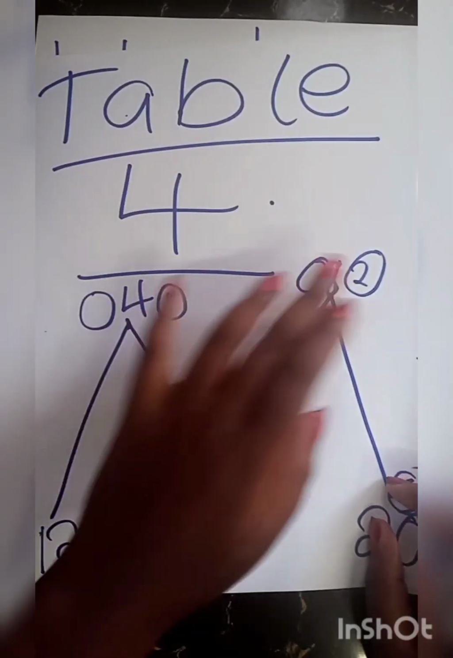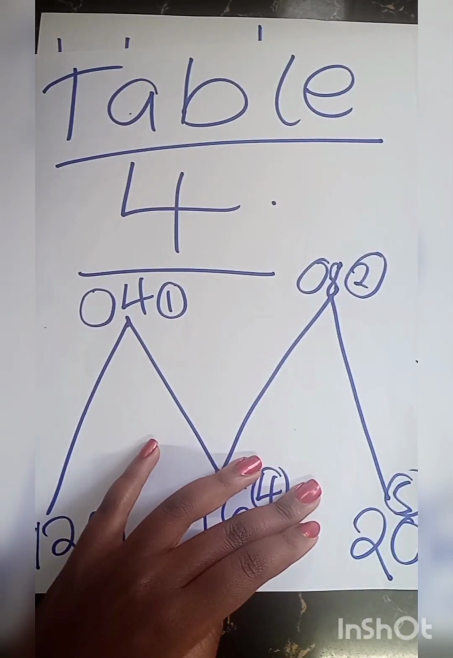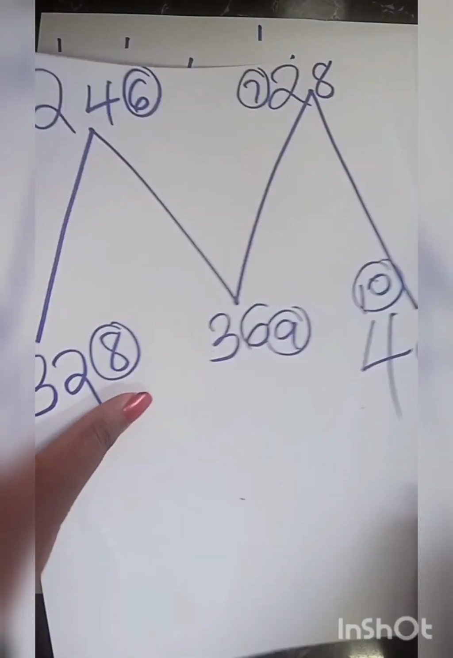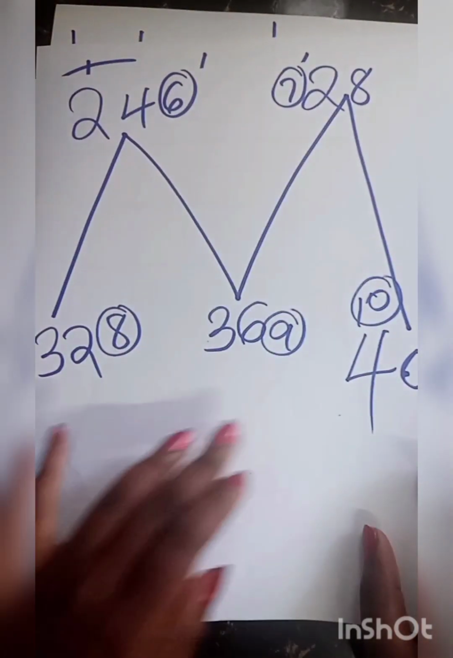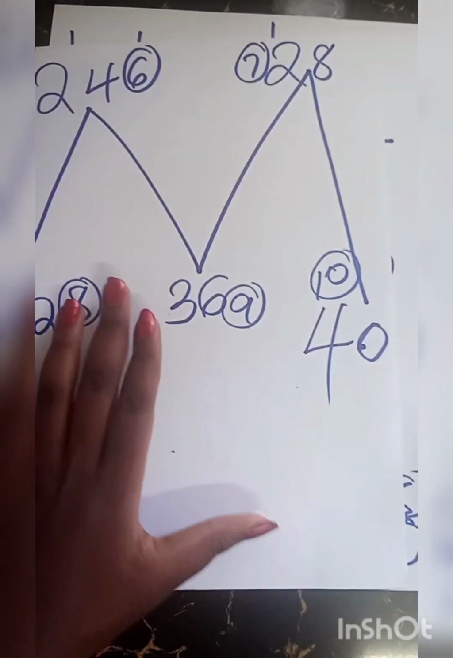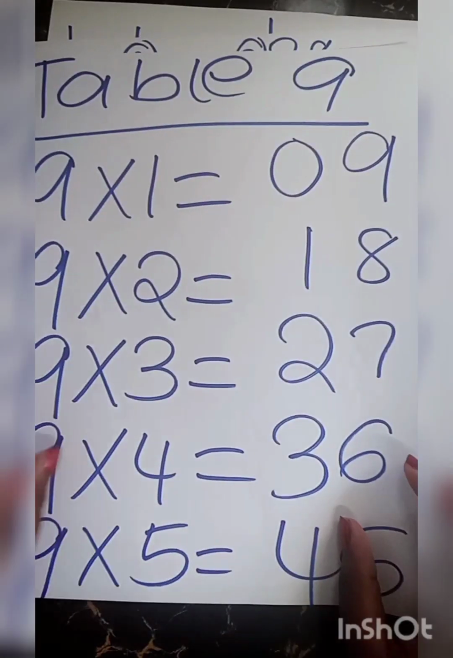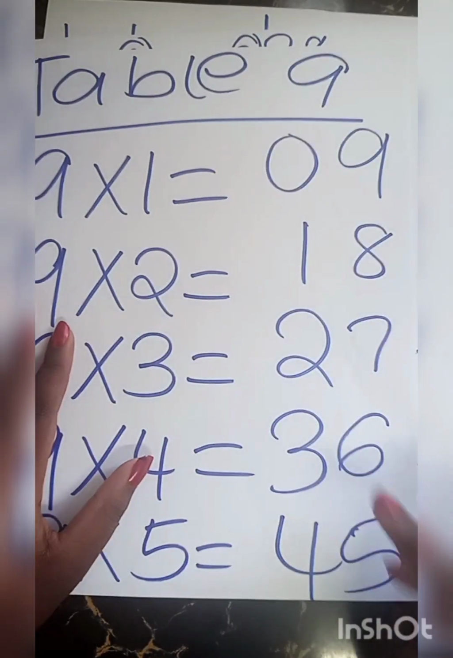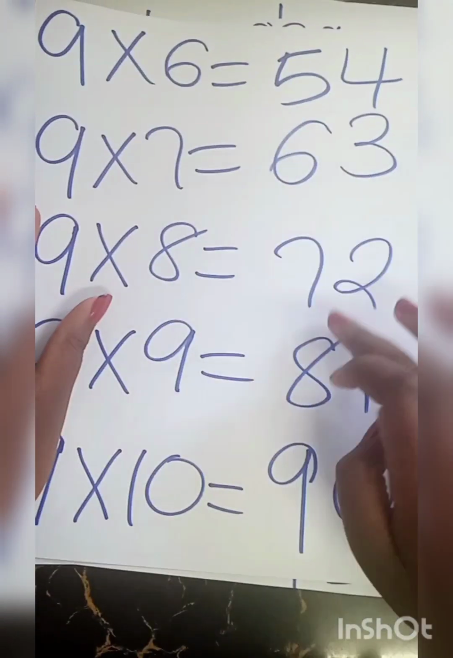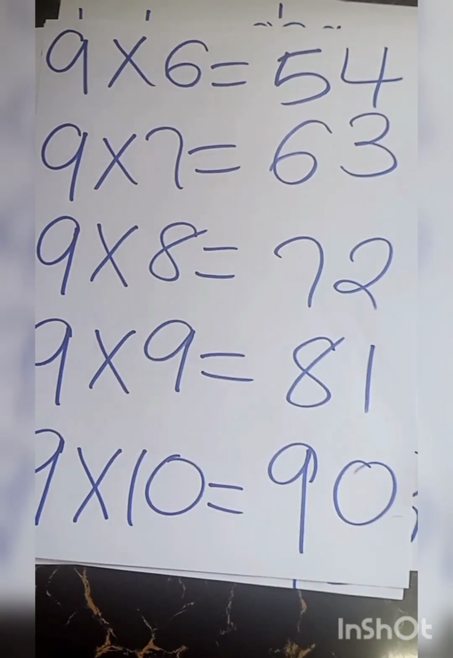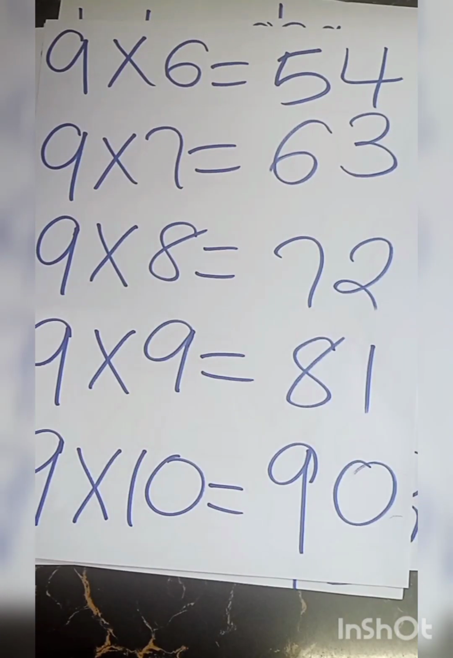So this is what we said about table 4. 4 times 1, times 2, times 3, times 4, times 5, times 6, times 7, times 8, times 9 and times 10, okay? And this is what we said about table 9. 9 times 1, times 2, times 3, times 4, times 5, times 6, times 7, times 8, times 9 and times 10. That's what we said about tables 4 and 9.